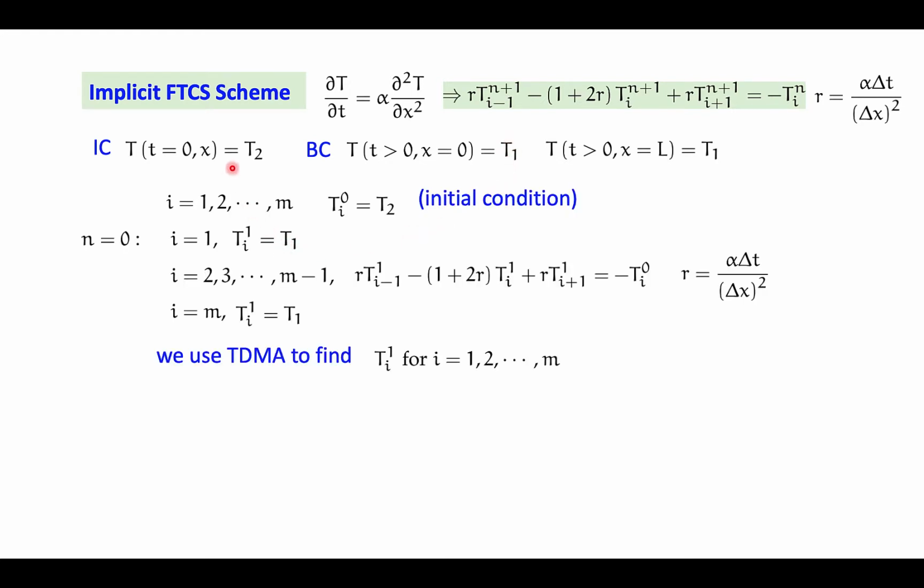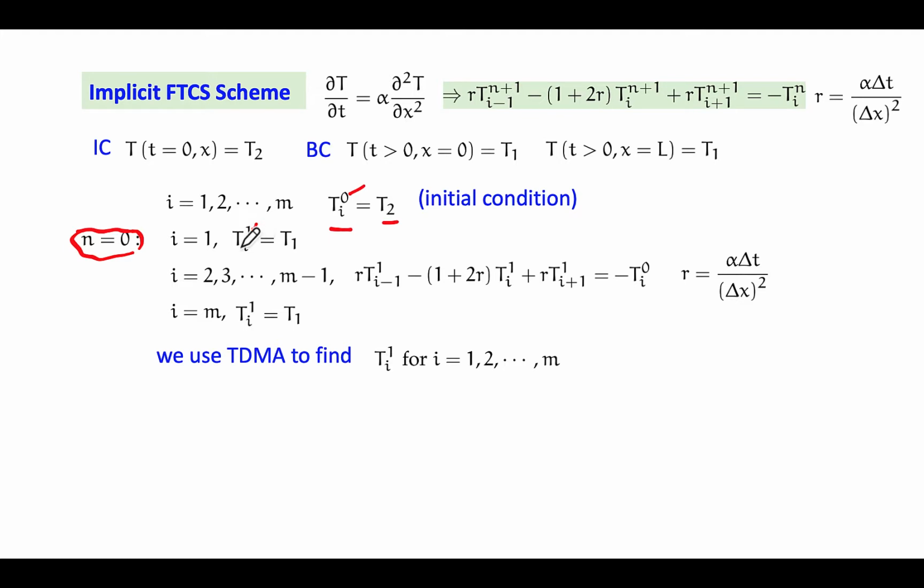So let us now take, for instance, n equal to 0. So for n equal to 0, we have n plus 1 to be 1. That means n equal to 0 is the initial condition. Time level 0 is initial condition. So Ti 0 is T2, that is the initial condition. I start from there and then I go to Ti 1. This 1 as superscript is the time level. Time level 0 is initial condition. Time level 1 I am calculating here.